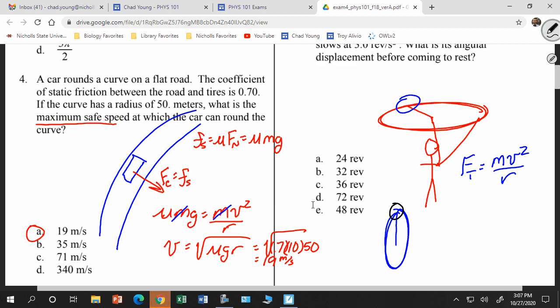In some of your classes, we did the Ferris wheel problem. It's the same idea, and you have an example in your end-of-chapter homework for a Ferris wheel. But in this case, the centripetal force isn't a single force. The centripetal force is actually a sum of two forces.